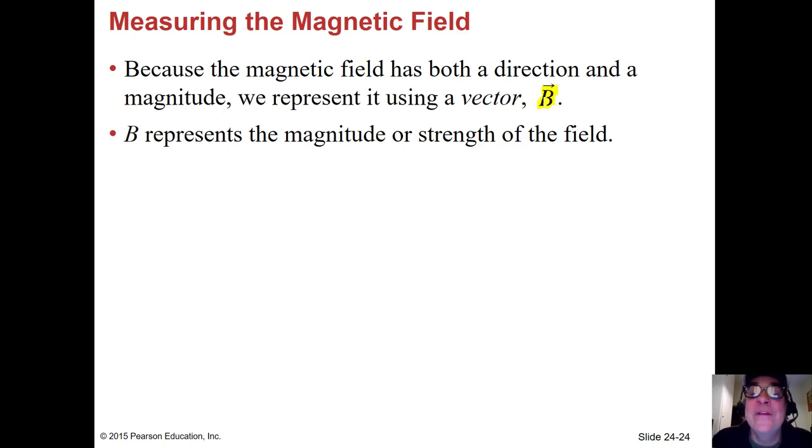Okay, good. So B, again, is used for magnetic field. Just like the electric field, it is a vector quantity and represents the magnitude and strength of the field. Magnetic field strength is measured in Teslas, T-E-S-L-A, named for the famous scientist Tesla, not after the car company. Just kidding.